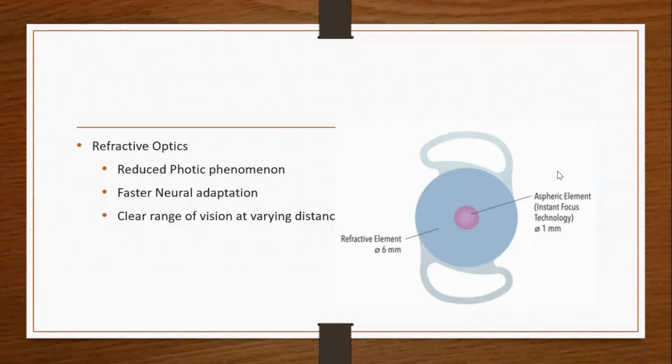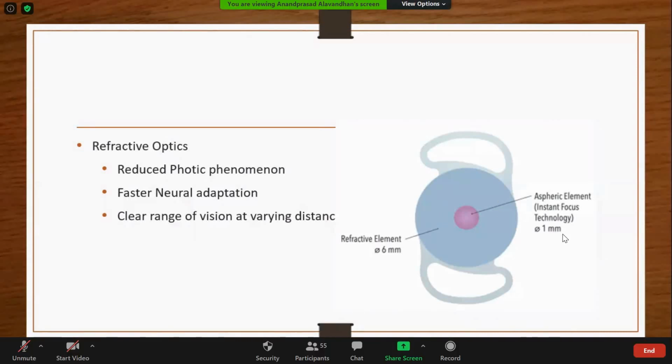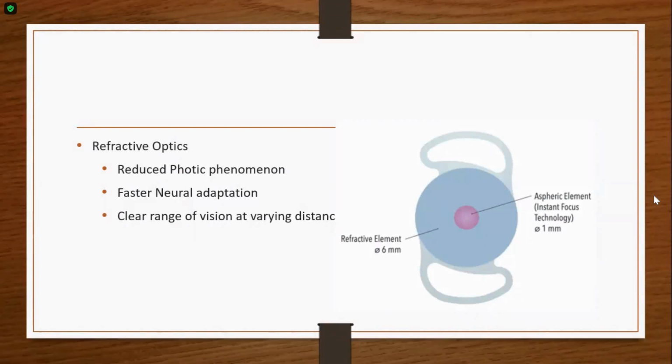And in these cases, the neural adaptation is a little faster, and the patient will have a clear range of vision. Even though the patient is keeping the book or their laptop at a particular distance, they can see it very clearly. But in the case of a diffractive lens, only when the patient is keeping it at that particular distance can they see it very clearly.